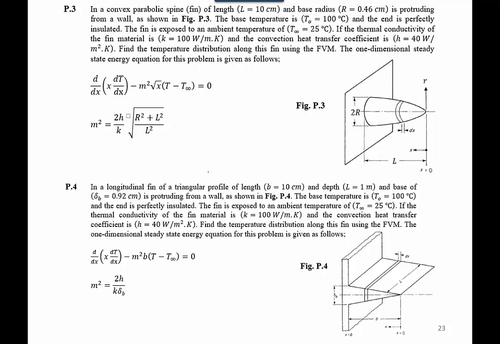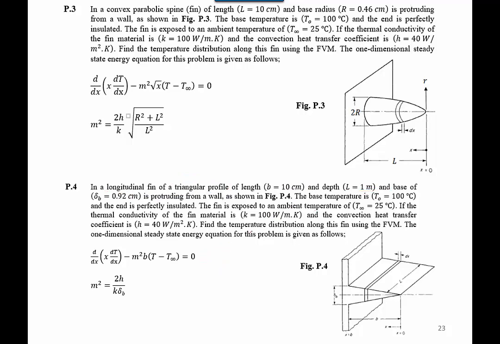So problem number 4 is another shape of fin. It is a longitudinal fin of triangular shape with the same data. The base is 10 centimeters with a specific length of 1 meter, with the same K and H values, and its differential equation is different from the others, and the same thing is required.